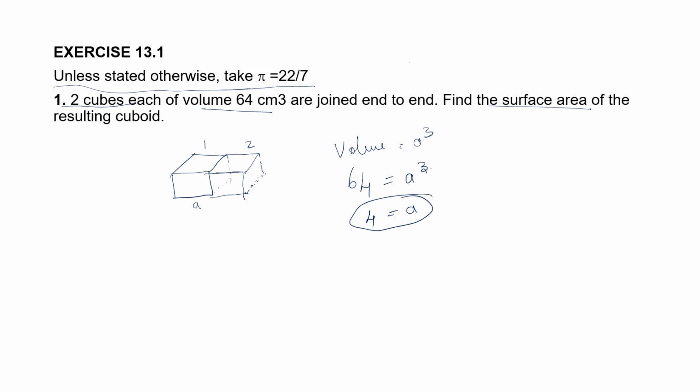So now what is the question? Find the surface area of the resulting cuboid. So if adding two cubes, what does it become? It becomes a cuboid, rectangular shape, no? So surface area of a cuboid. So what is the surface area of a cuboid?